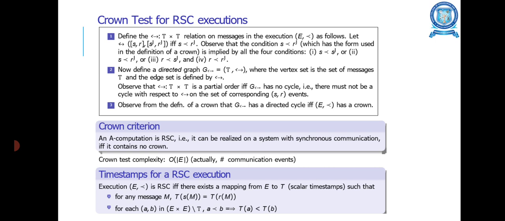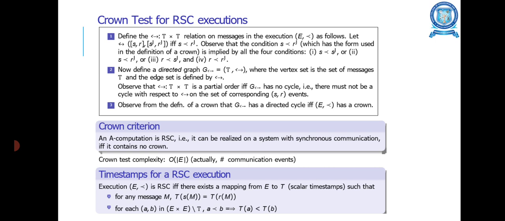The crown test for realizable synchronous executions has three different steps. First one is to define the T cross T relation on messages, where T is totally ordered with the ordered set. Here we consider four conditions: S precedes Sj, or S precedes Rj, or R precedes Sj, or R precedes Rj.